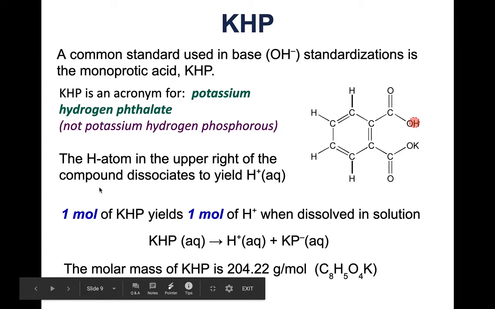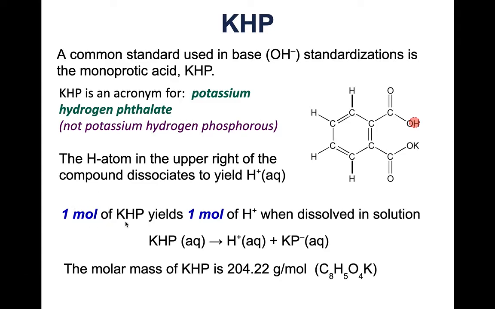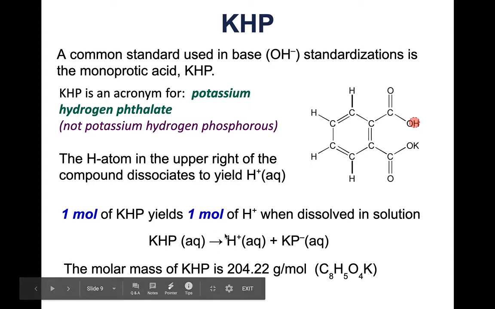This one's used because it's extremely convenient. 1 mole of KHP will always yield 1 mole of hydrogen ion in solution. It's monoprotic, and it dissociates in solution to give us 1 hydrogen ion. And we're going to do an example with it on the next slide.